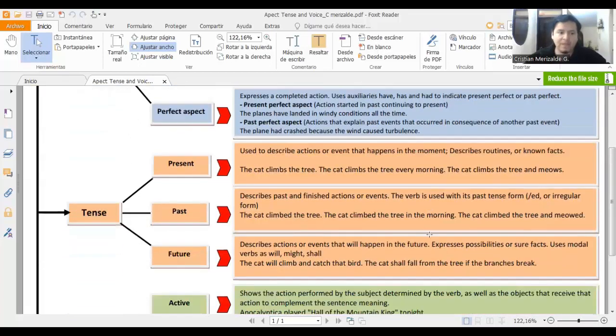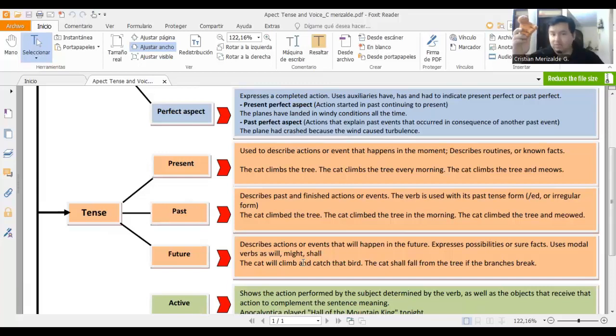Okay. Now, next I will try to explain about tense. As we know, tense is a syntactic device that determines when an action or event occurs: present, past, or future. For example, of the event, now we have here a little cat, the cat on the tree.